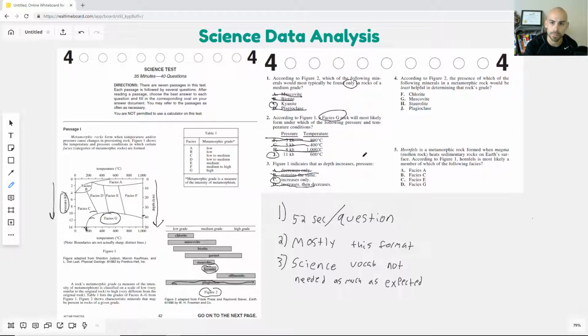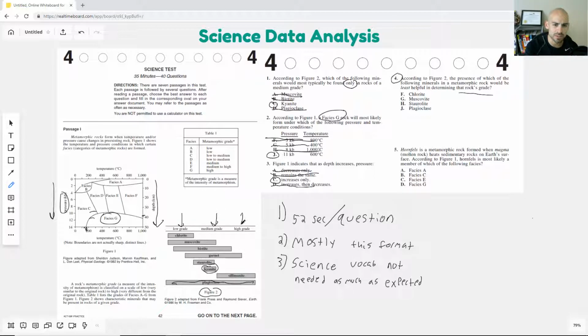Same thing with water. Number 4, according to figure 2, so back to here, the presence of which of the following minerals in a metamorphic rock would be least helpful in determining that rock's grade? And so this is kind of an abstract sounding question, but they're trying to see which of the following minerals in metamorphic rock would be least helpful in determining the rock grade. Well, what's rock grade? Well, we can see that that's this one here.